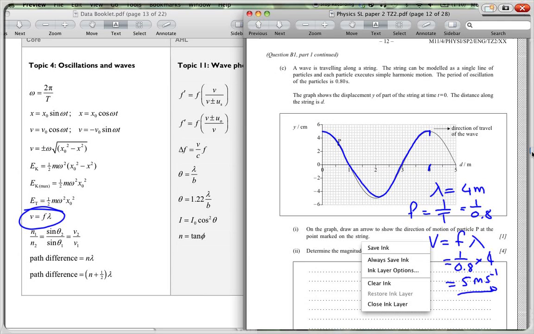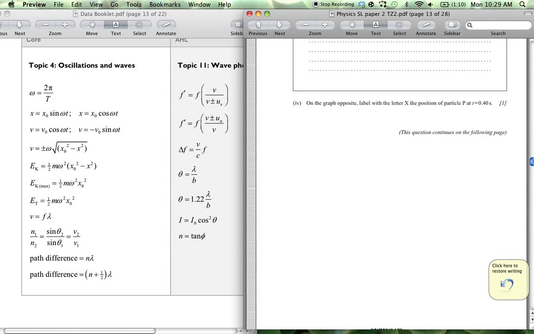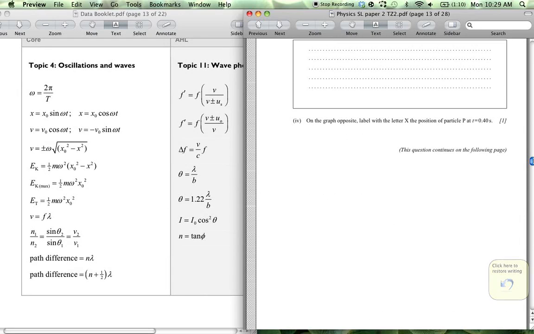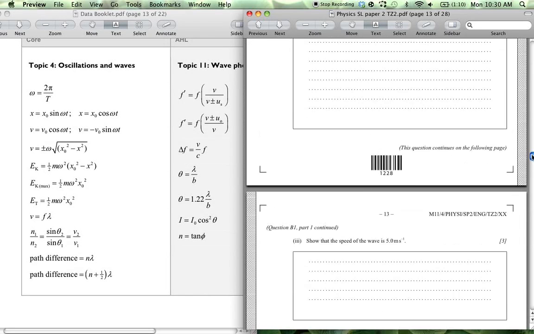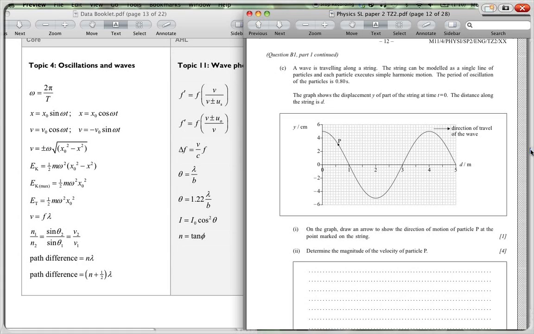And finally, for the last question, we're going to need to come back to this graph again, but let's just read it. On the graph opposite, label with the letter X the position of particle P at time t equal to 0.4 seconds. So we're wondering what's going to happen to that P there. 0.4 seconds. Now, we've got to do it on the graph. We know that our period is equal to 0.8. So 0.8 seconds is the full period. So 0.4 seconds is half the period, and therefore corresponds to half a wavelength difference.